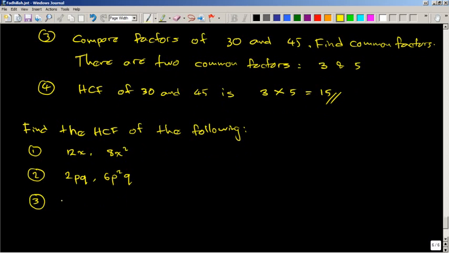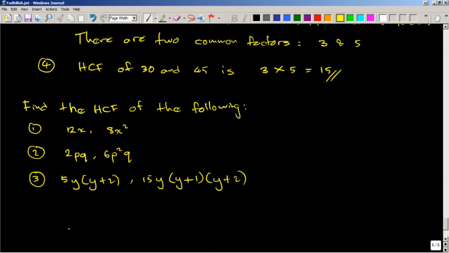Number 3, 5y(y + 2) and 15y(y + 1)(y + 2). Quite intimidating, but try not to be intimidated. Remember the word intimidation? Try not to be intimidated.